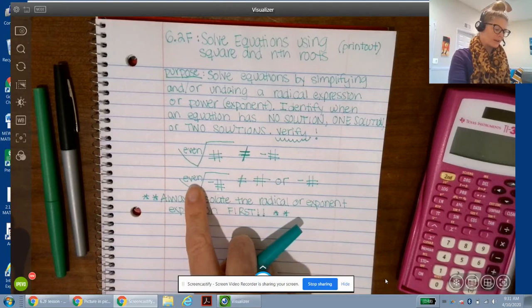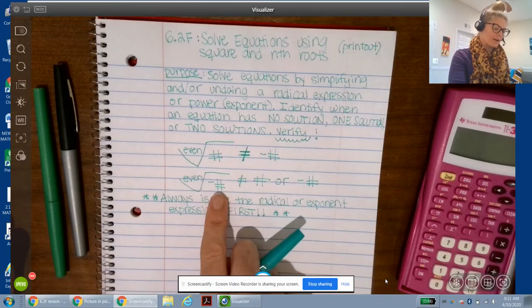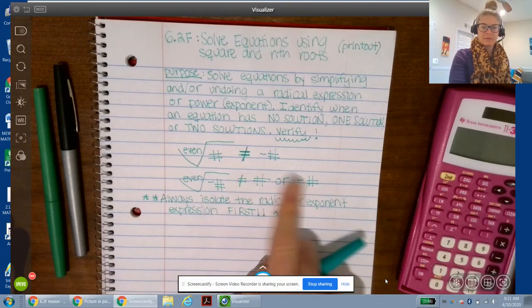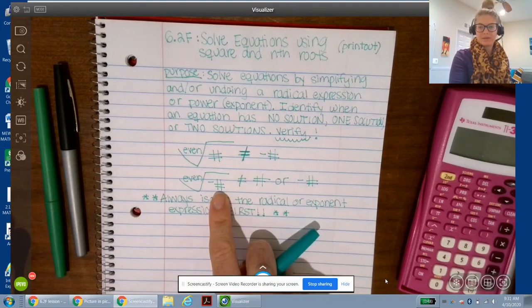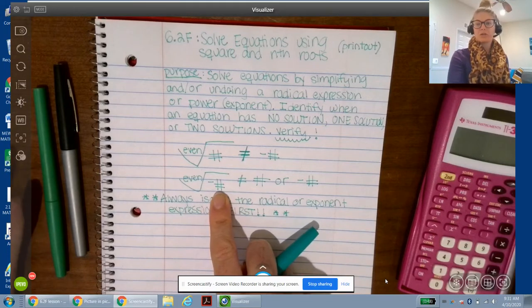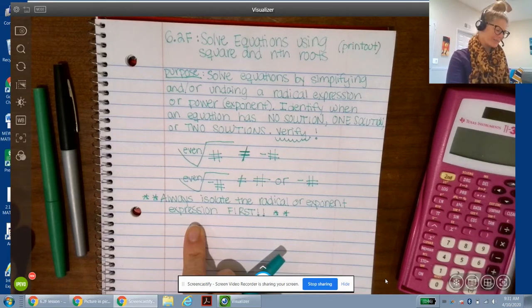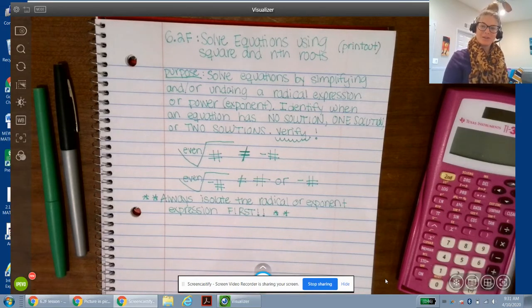Or if we have an even root of a negative number, that can never be a positive or a negative number. So if you end up somewhere with an even root of a negative number, there's no value that's ever going to make this true. Also, I always want you to remember to always isolate the radical or exponent expression first, and then undo that operation. That's going to be really important so we can follow our order of operations. Awesome. So let's get started. Hopefully you have the document ready.